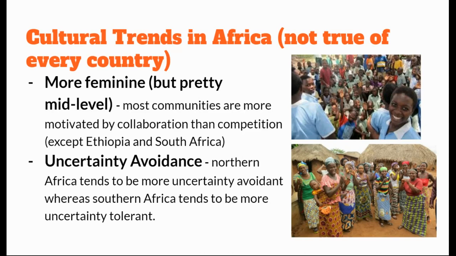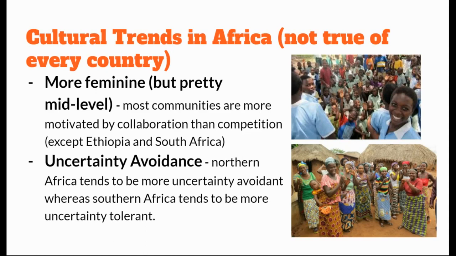All right, I don't know if we have talked about feminine societies very much, but Africa is pretty mid-level when it comes to masculine or feminine societies, but most countries tend to lean more feminine, except Ethiopia and South Africa, which tend to be more masculine. Basically, a lot of the communities tend to be more motivated by collaboration rather than competition. Competition is the more masculine side, which is where Ethiopia and South Africa fall.